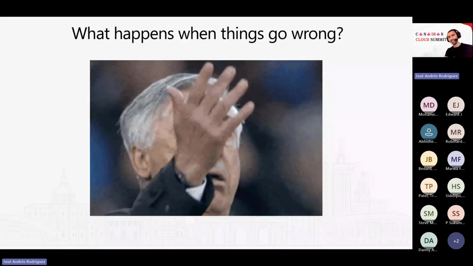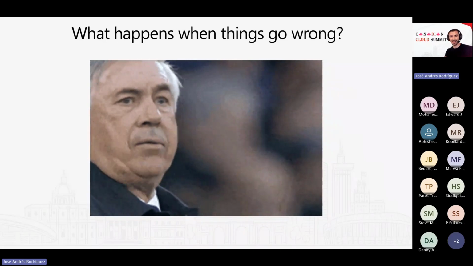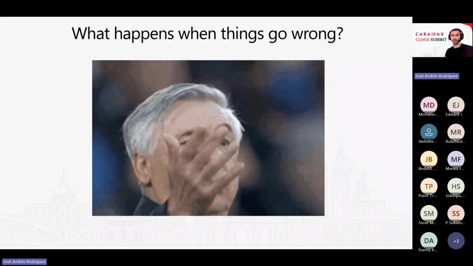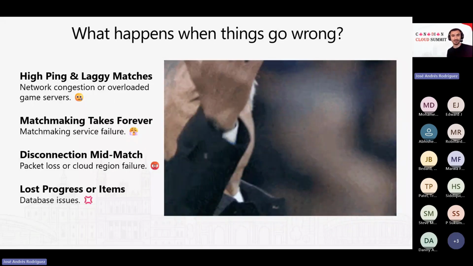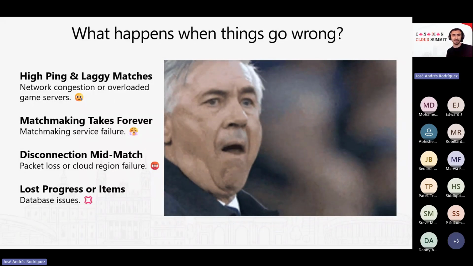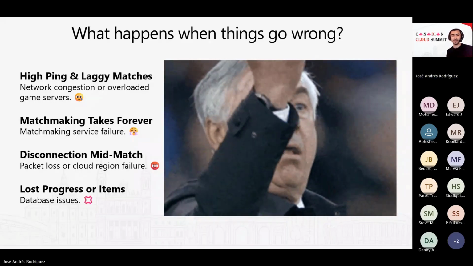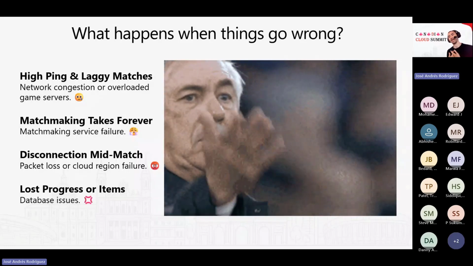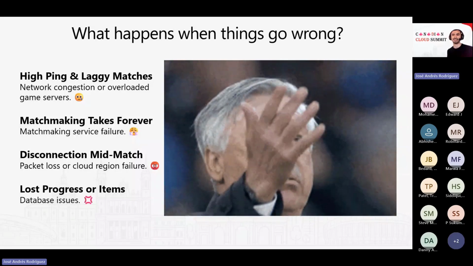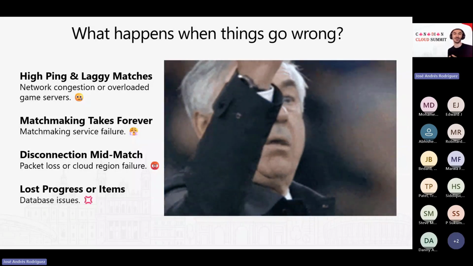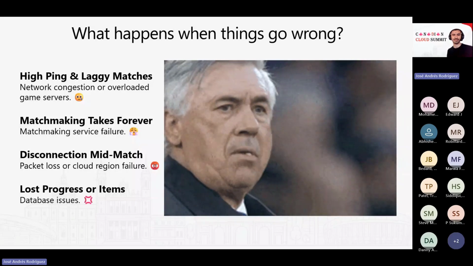And that sounds very well and neat, but what happens when things go wrong in that cloud infrastructure? Well, multiple things can happen, right? You're going to have high ping and lagging matches, which is due to network congestion and overloaded game servers. Your matchmaking takes forever. So in my case, I just have maybe a few minutes to play a match, and if it takes 10, 15 minutes to connect to another player, then it's a very frustrating experience, right?